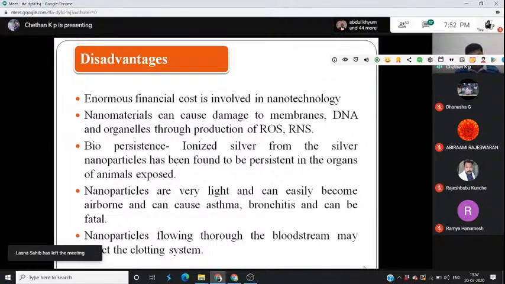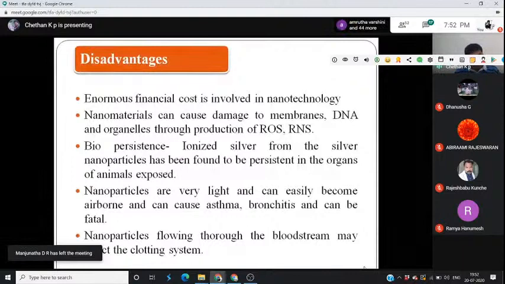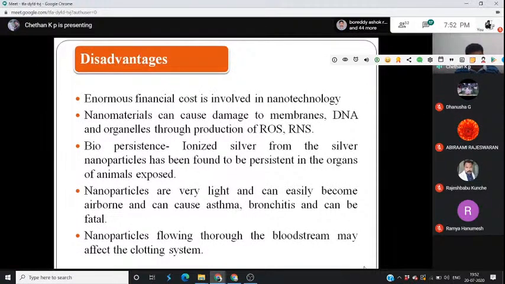Another important thing is biopersistence. That is, once you feed a nanoparticle, how long it is going to be present in the animal tissue or animal products like milk, meat, and egg. That is another issue. Ionized silver from silver nanoparticles has been found to be persistent in the organs of animals exposed.